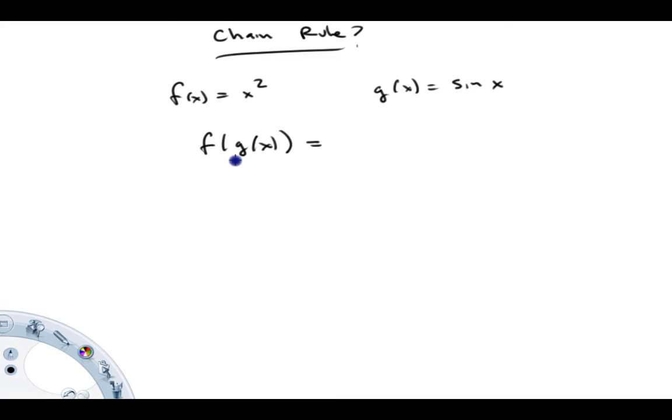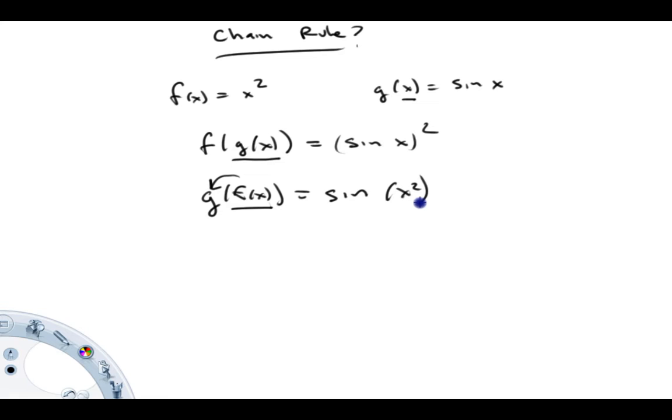What this means is f of g of x means you're inputting g of x into f for x. So if I do that, that's going to be equal to sine x, the quantity, squared. If we looked at g of f of x, that means we're going to put f of x into g of x for x. So that's going to be equal to sine of x squared.